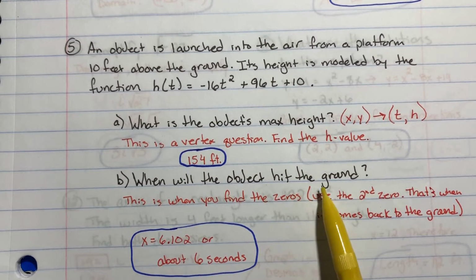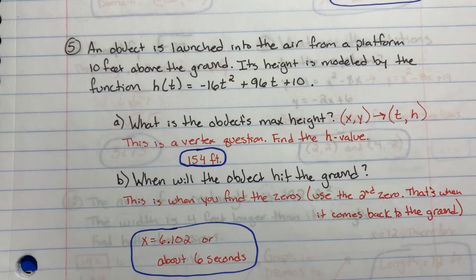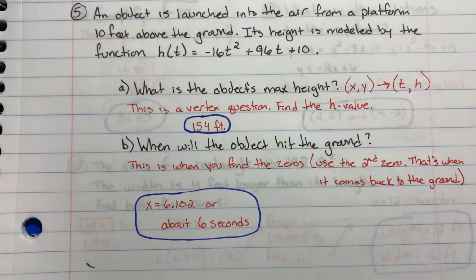When will the object hit the ground? Remember that hitting the ground is like hitting the x-axis. It's like finding the zeros. So again, you graph it in Desmos, click on the location where it hits the ground, not the first location, because that would be where it was coming off the ground, or it would be a negative value, and we don't use negative values when it comes to time. So you're looking for that second location, the second x-intercept, and that came out to be 6.102, or basically about 6 seconds.